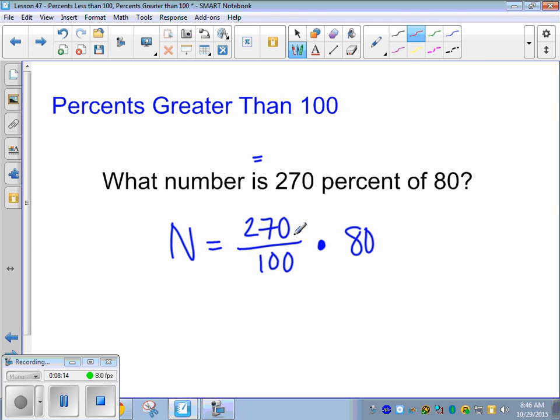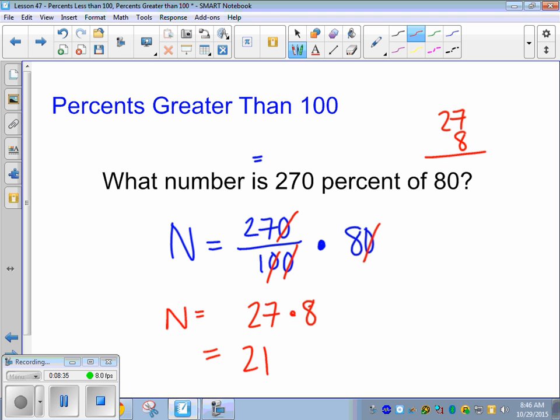And this one's just a multiplication. These guys can cancel again. This 0 can cancel with this 0, and I get 27 times 8. Twenty-seven times 8. What is that? 216. N equals 216.